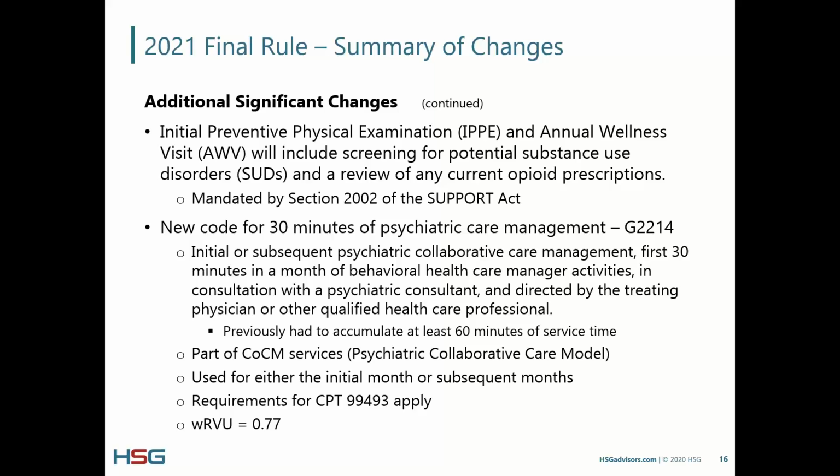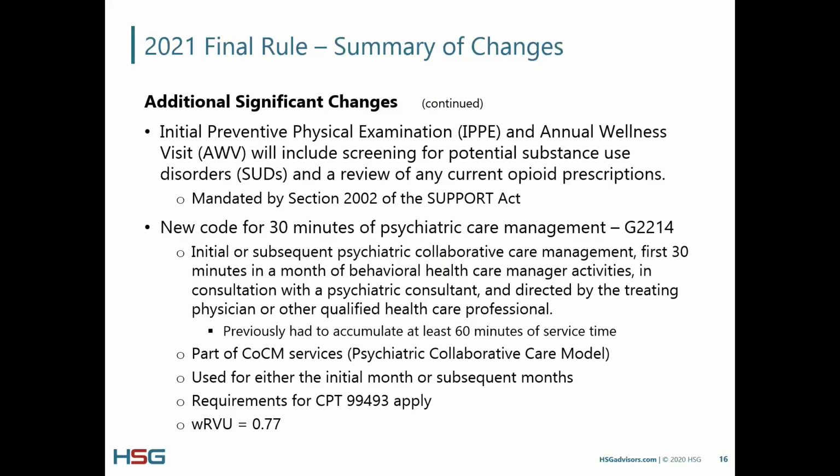CMS also introduced a new code for 30 minutes of psychiatric care management as part of their care management suite of services. Previously, the code was only in place for 60 minutes or more. So this recognizes that there's a lot of care that's rendered that may not have previously been able to be reimbursed, but was very important. And so this tries to fill that area.